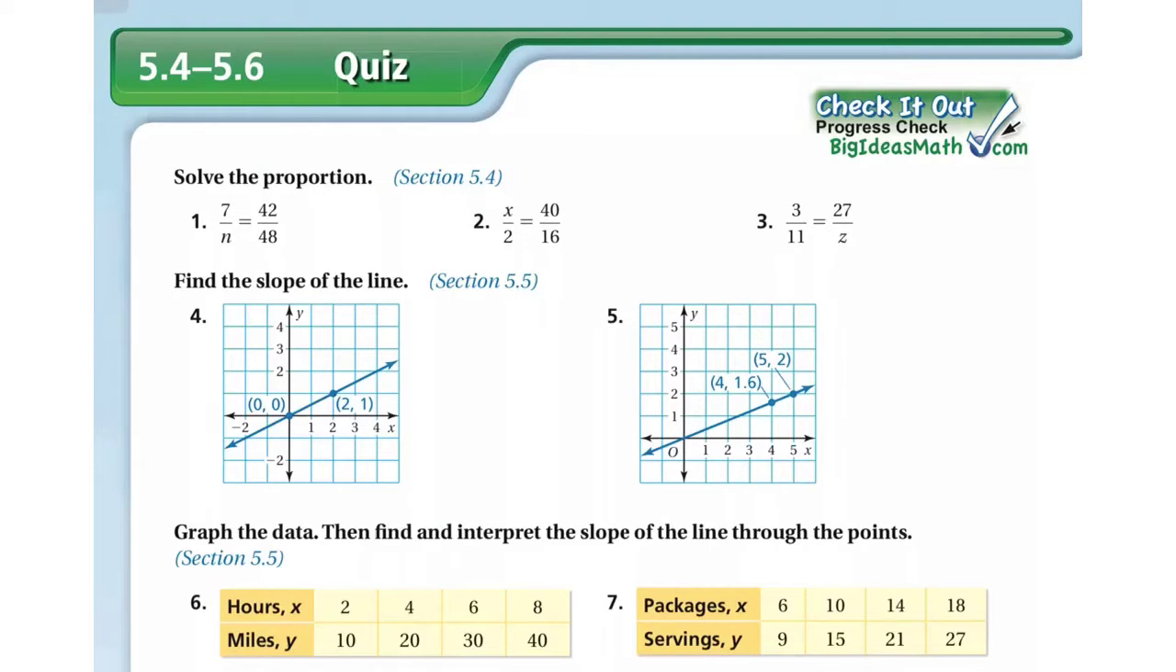For numbers 1 through 3 here, solve the proportion. You're just basically finding the missing number, equivalent fraction-wise. 4 and 5, you're looking for the slope. Remember, it's rise over run.